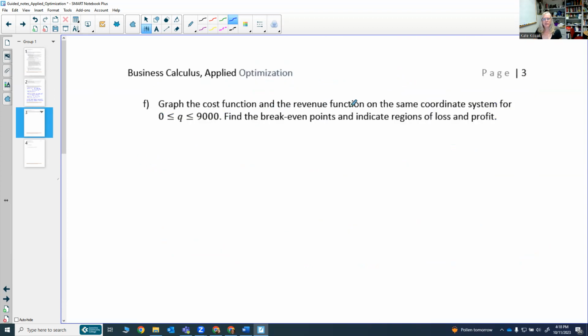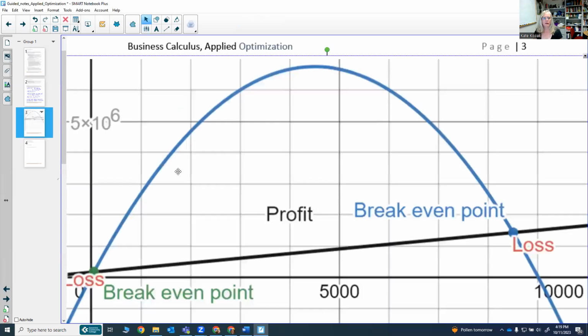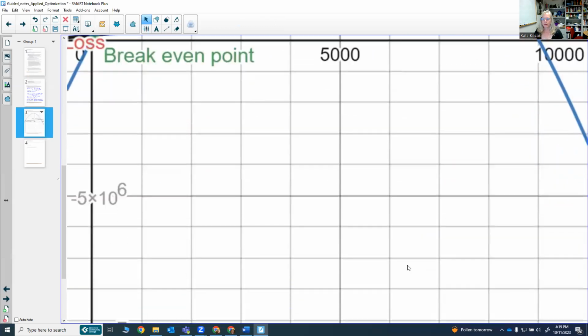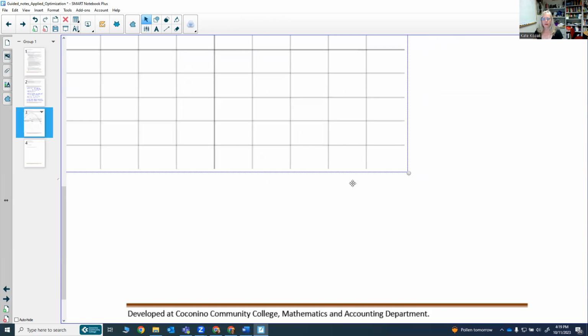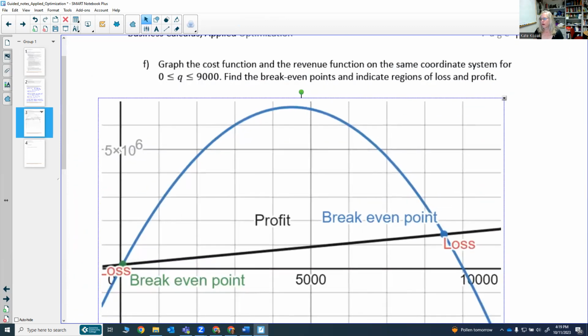Now we want to graph the cost function and the revenue function on the same coordinate system for 0 less than Q less than 9,000. And then we want to find the break-even point and indicate the regions of loss and profit. So the graph of the revenue is the upside down parabola. The cost function is the increasing linear function. The break-even point is around 55 TVs.